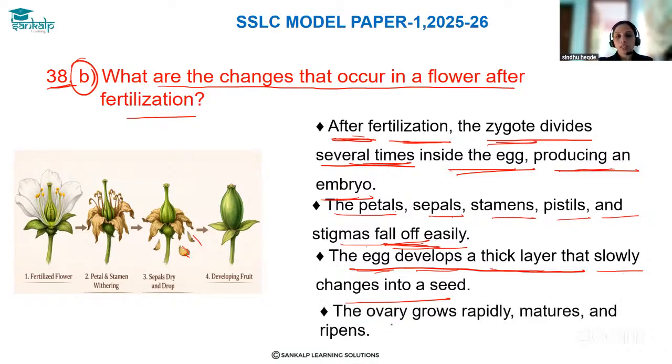The ovary grows rapidly, matures and ripens. So this is the process that takes place after fertilization in the flower. These are all the steps that include the changes that take place in the flower after fertilization.